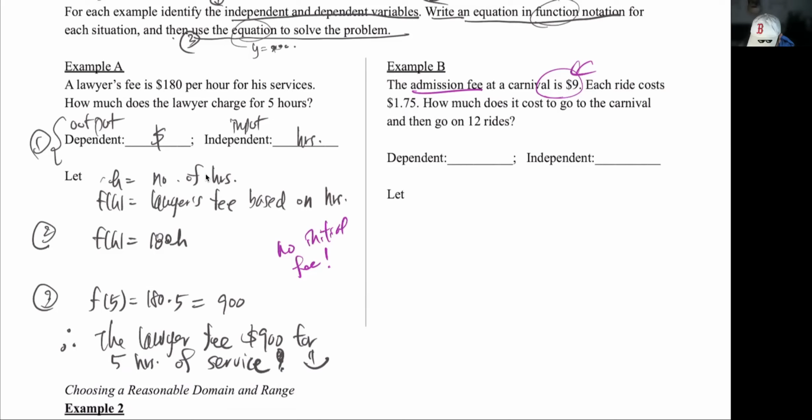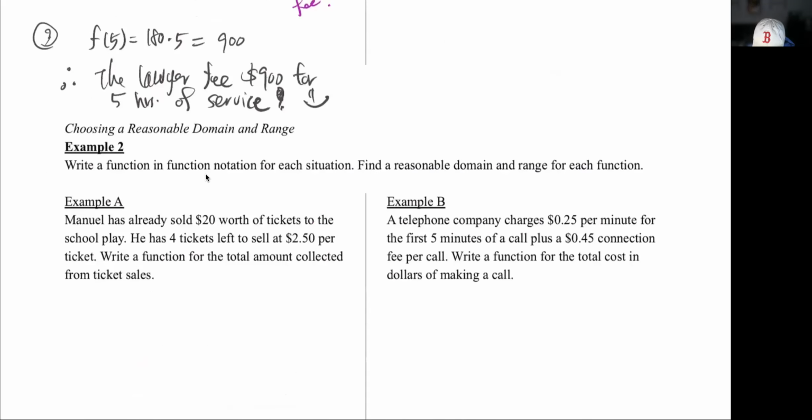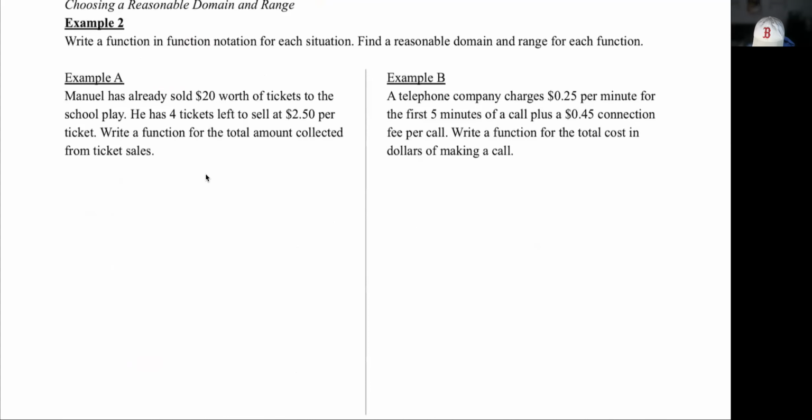Okay, all right. So why don't you try that on your own and wait a little bit further into the video. Let's look at example two, shall we? Write a function notation for each situation, and find the reasonable domain and range for each function. Got it. It's a slightly different question, isn't it? All right. So Manuel has already sold $20 worth of tickets to the school play. He has 4 tickets left to sell at $2.50 per ticket.